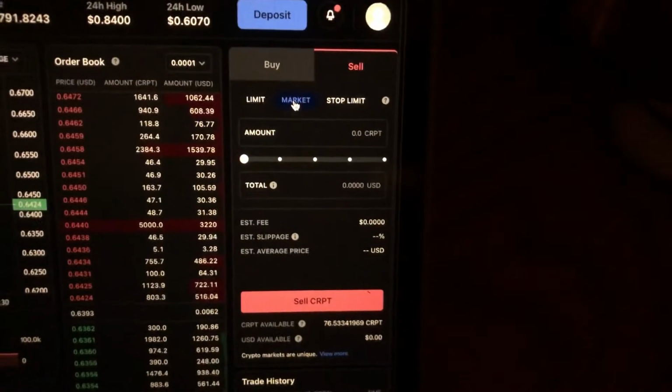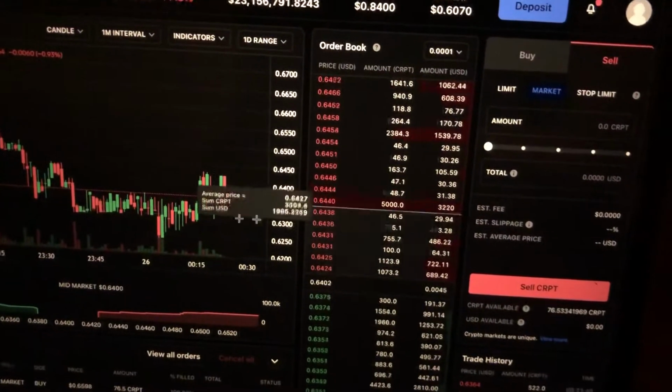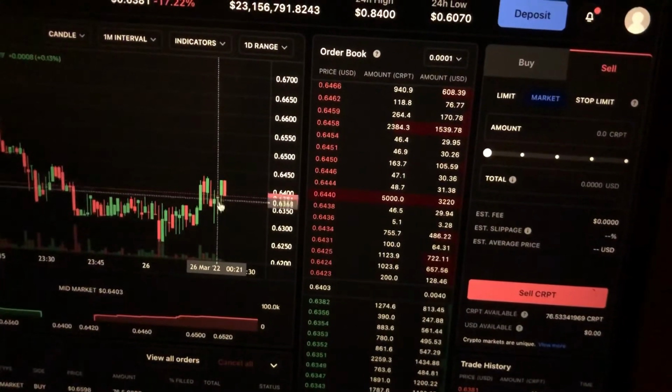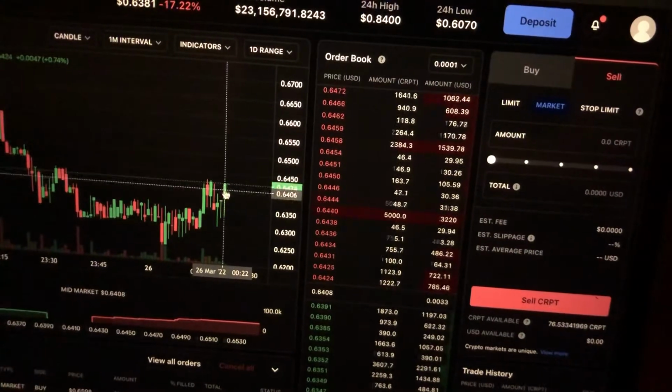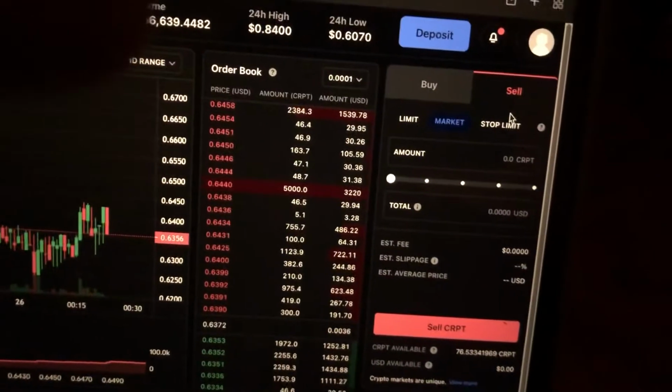Now if you come over here to market price, it will sell it out at whatever price it's at. It's going to try to sell it out at whatever range it's at. So if it's here, it's going to try to sell it here. If it's here, it's going to try to sell it here. It fluctuates, so it's just going to try to sell you out whenever it possibly can.